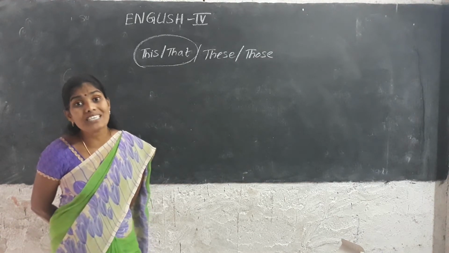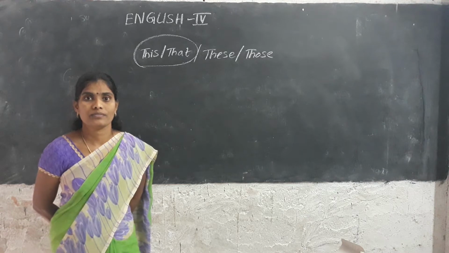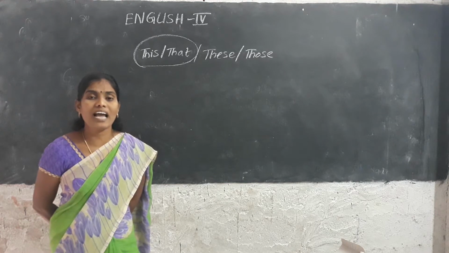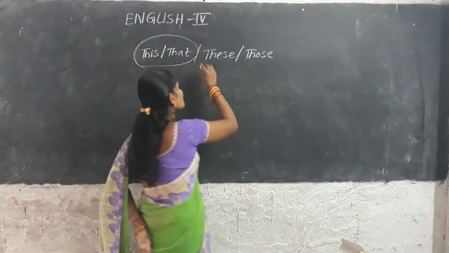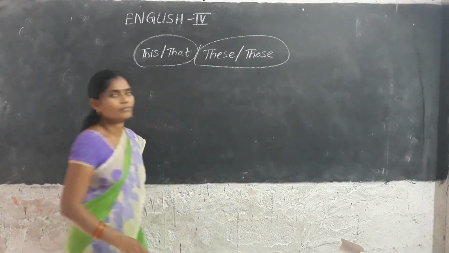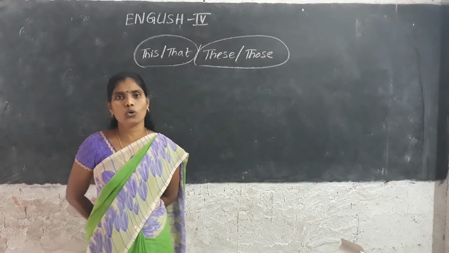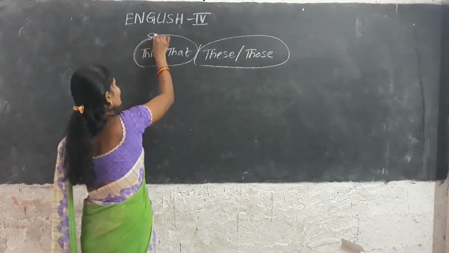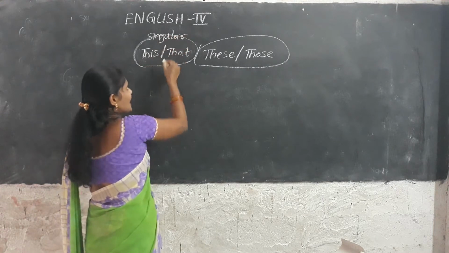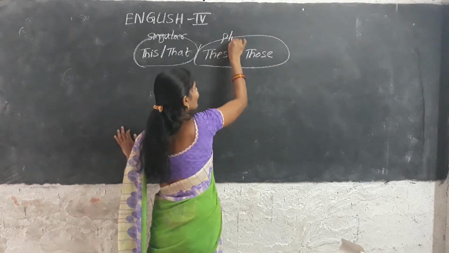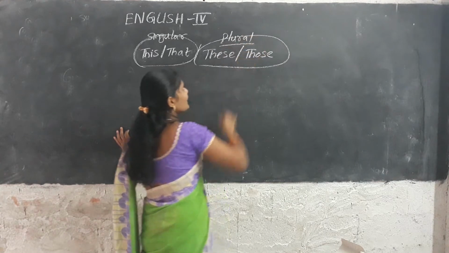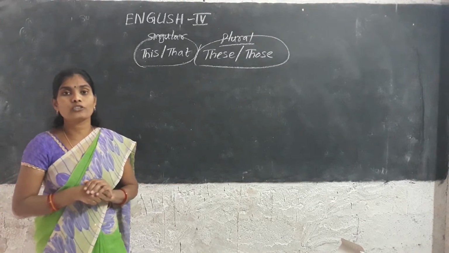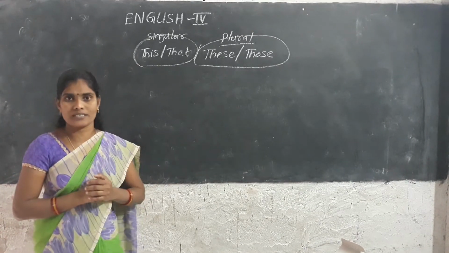Okay? If the objects are plural, means more than one, then we have to use either these or those. When it is singular, we have to use either this or that. If it is plural, we have to use these or those. For plurals, we have to use these or those.